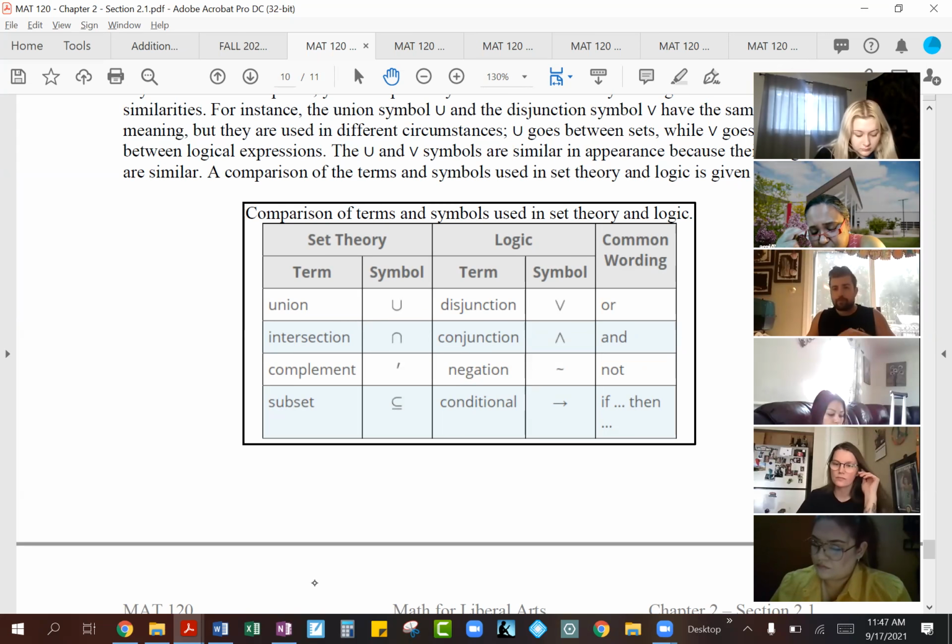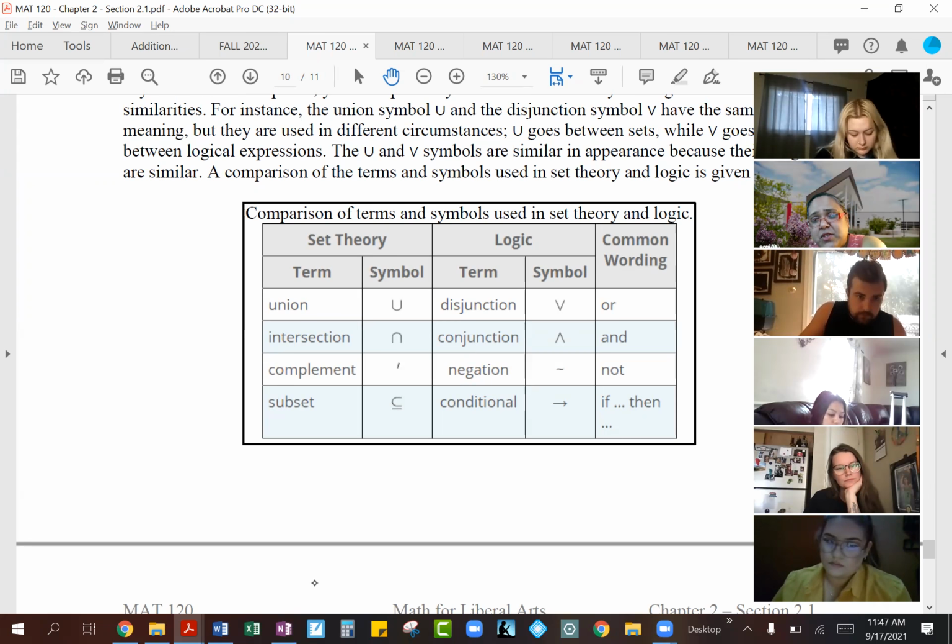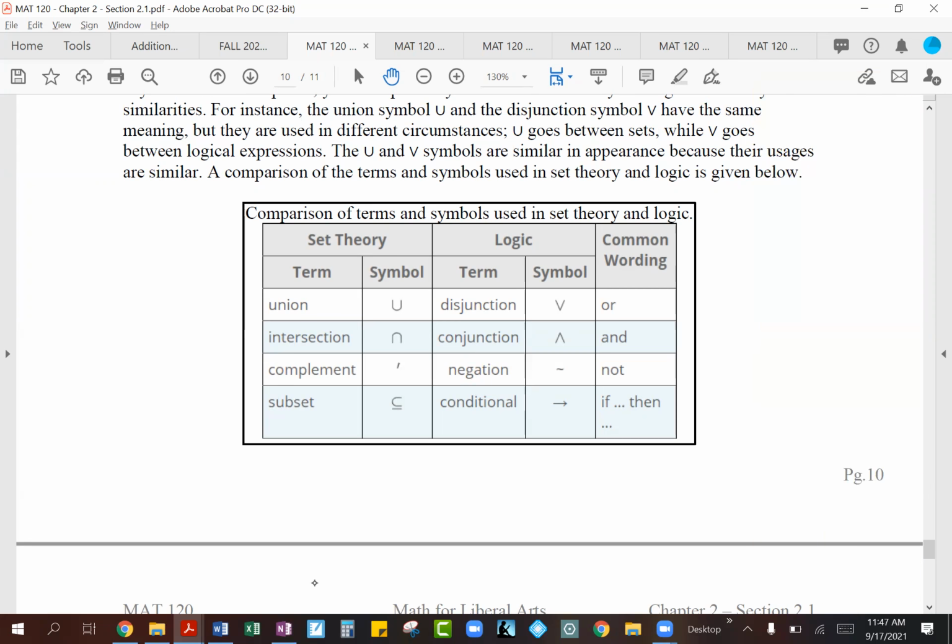Again, if we look at an example, if "it is raining" is the original statement, the negation is going to be "it is not raining," right? So whatever is in the first sentence is not going to be in the second sentence, and that's how the complement works.